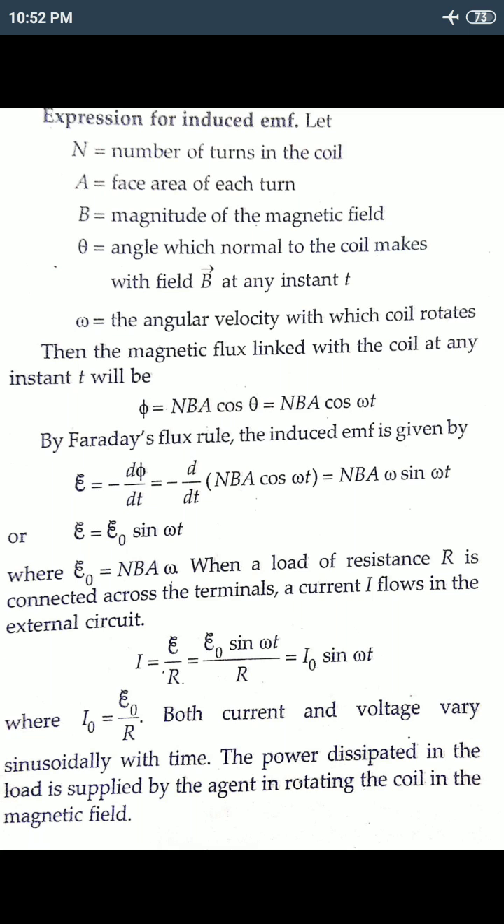But there are some disadvantages also. The peak value of AC is high, that is I RMS equals I0 by root 2. It is dangerous to work with AC. Processes like electroplating and electro-refining cannot be done with it. For these we use DC, direct current. These are the disadvantages of AC over DC.